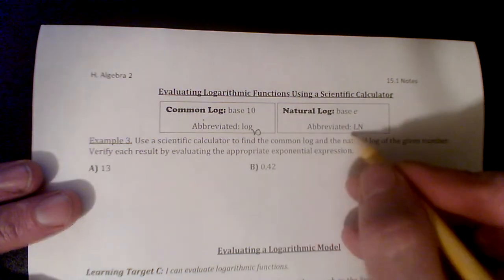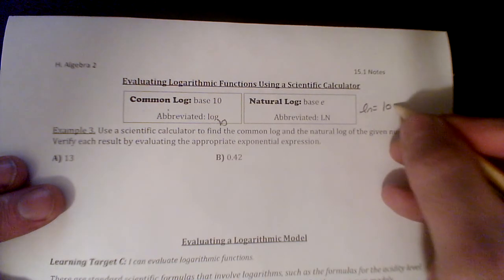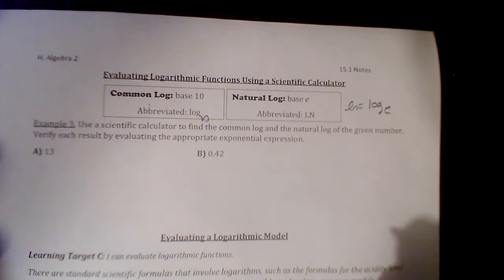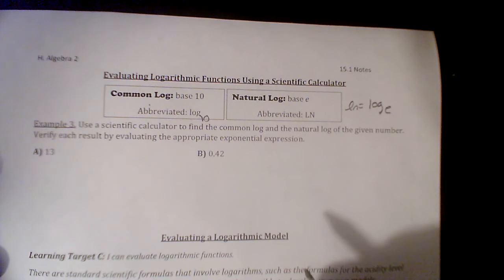Now, natural log, I'll write it over here. Natural log is a base of e, so it's really the exact same thing as log base e. We just decide to write it ln instead of log base e. So we use this quite a lot, and that's why it's there. So natural log is log base e.